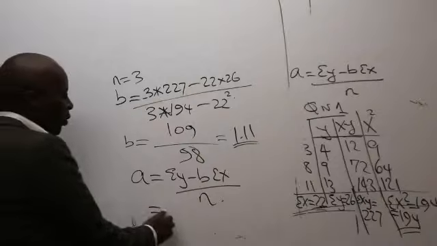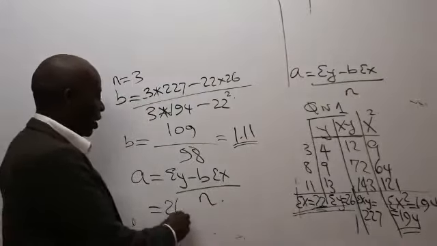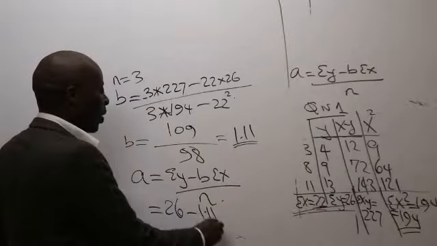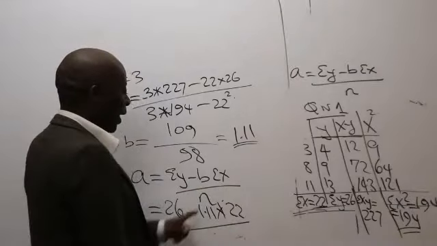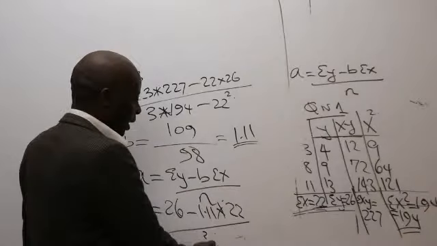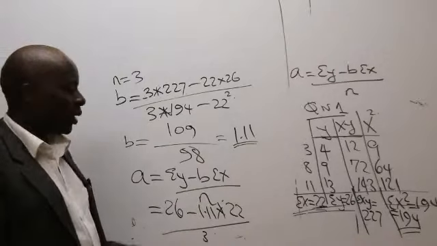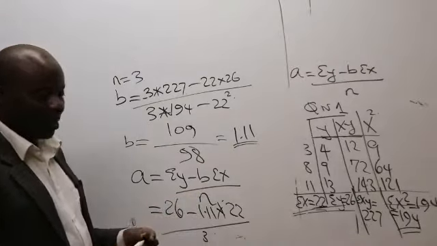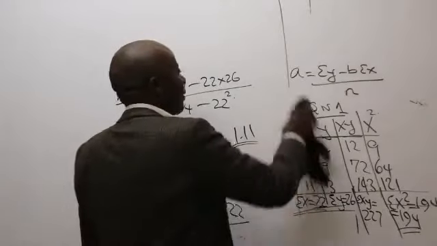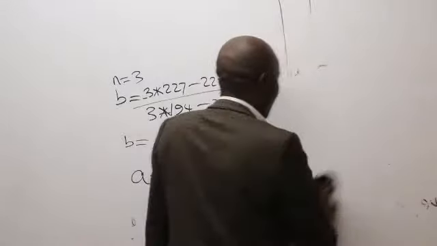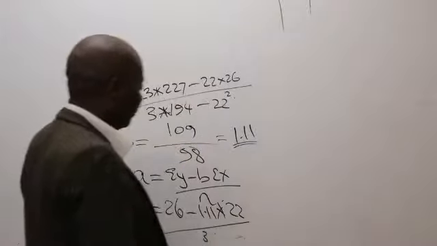In this particular case, do we have the summation of y? Oh yes, we do. It is 26. 26 minus B, which is 1.11, times the summation of x, which is 22, all over n, which is 3. Ladies and gentlemen, could you kindly start by giving me the numerator? Tell me what the numerator is.